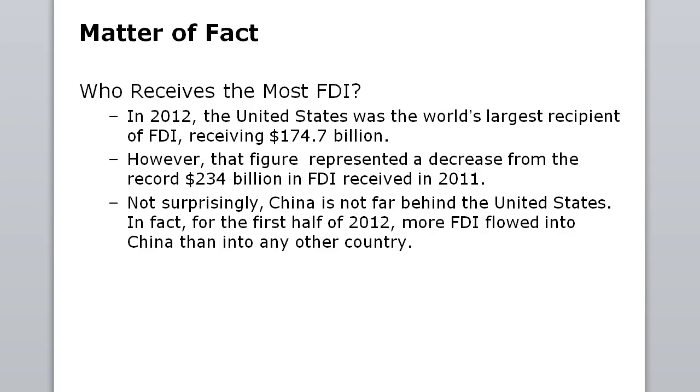So, if you look at foreign direct investment in 2012, the United States was the largest recipient of $174 billion. However, that was decreased from $234 billion in 2011. And not surprisingly, China has a good deal of foreign direct investment themselves, and not too far behind the United States in attracting foreign direct investment. This means that foreign companies are willing to invest inside of China. So China and the United States are the two biggest destinations for foreign direct investment.